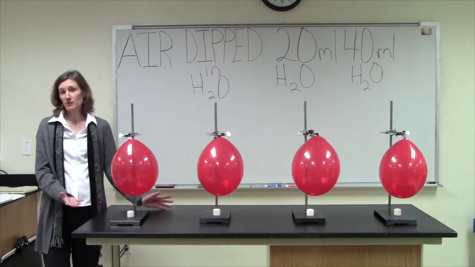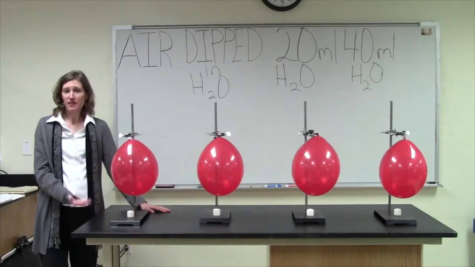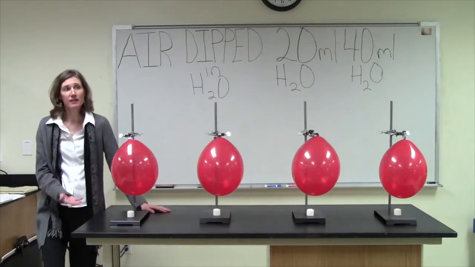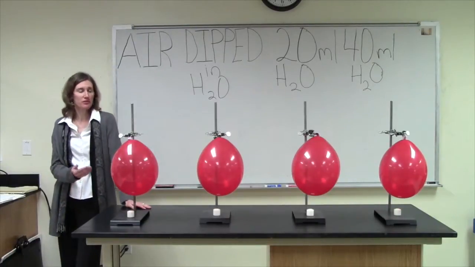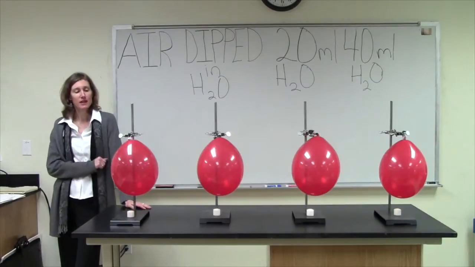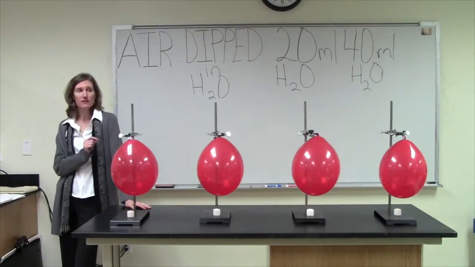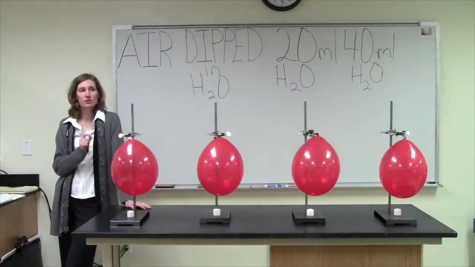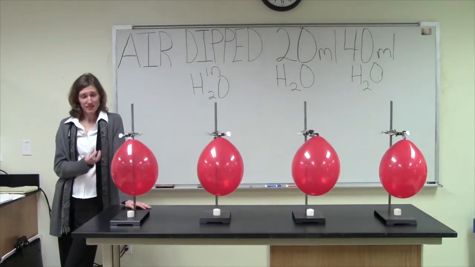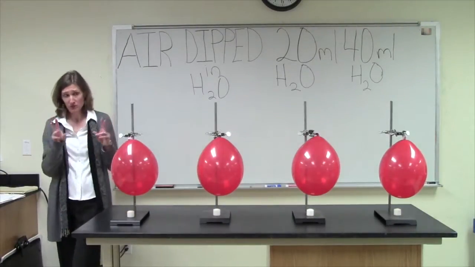Today we're going to talk about the specific heat of water. The basic definition of specific heat is simply the amount of energy it takes to increase the temperature of a substance by 1 degree Celsius. So the specific heat of water is 4.184 joules per gram per Celsius. This is considered a very high number for specific heat.